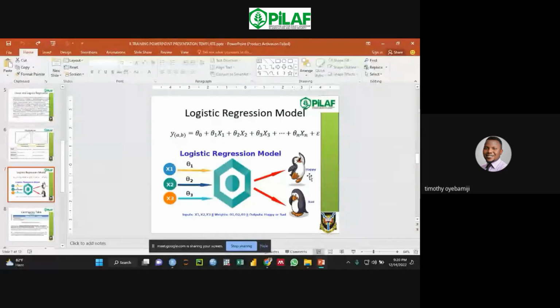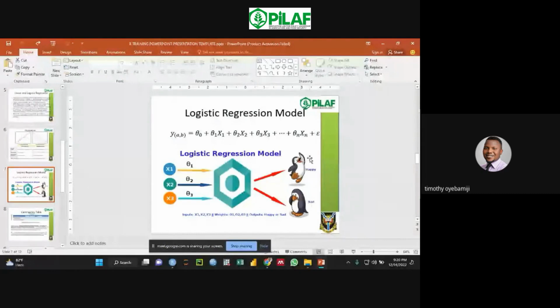R uses the first one, which is usually arranged alphabetically. Just like here, H comes before S. That means happy comes before sad. So R is going to make this the reference point. It's going to predict this.